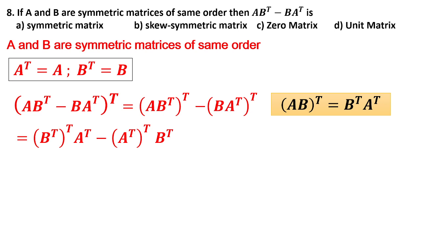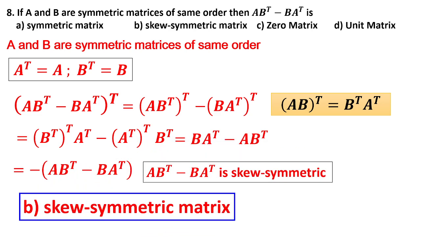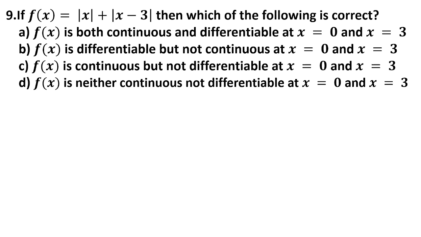Now what is B transpose the whole transpose? It is B. A transpose the whole transpose is A. Now you are seeing that when I take the minus sign outside, (AB transpose minus BA transpose) the whole transpose is minus of the same. Therefore, it is a skew symmetric matrix by definition. Therefore, option B is the correct option.